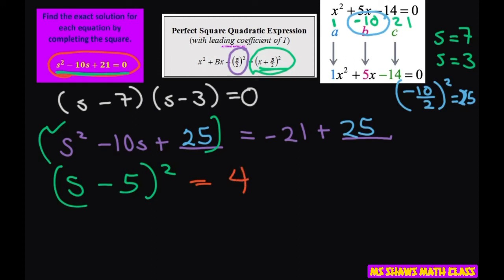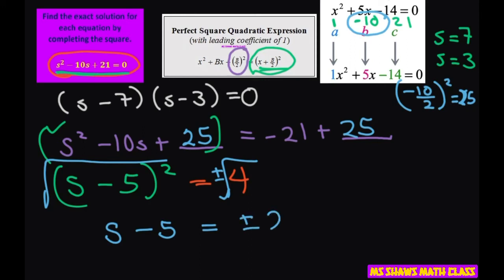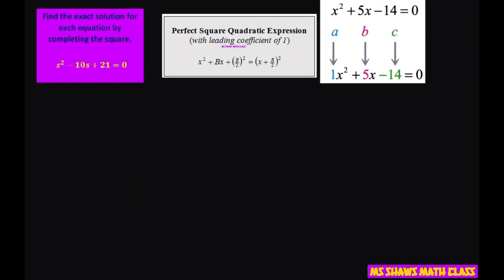So now what you want to do is square root both sides of the equation to solve for s. When you take the square root, always put plus and minus there. So we're going to get s minus 5 equals plus or minus 2. So let's write that out. S minus 5 equals plus or minus 2.